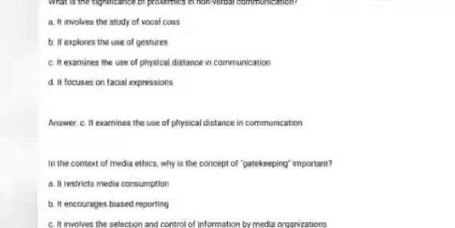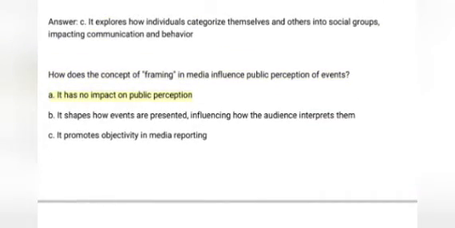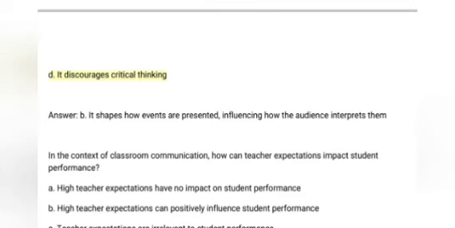How does the concept of framing in media influence public perception of events? A. It has no impact on public perception. B. It shapes how events are presented, influencing how the audience interprets them. C. It promotes objectivity in media reporting. D. It discourages critical thinking. Answer. B. It shapes how events are presented, influencing how the audience interprets them.